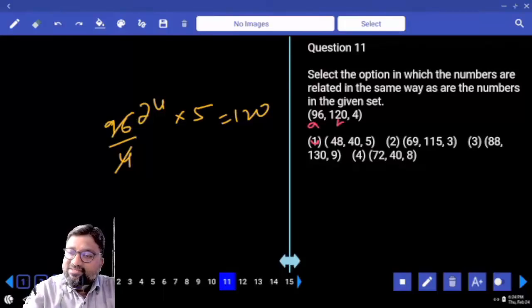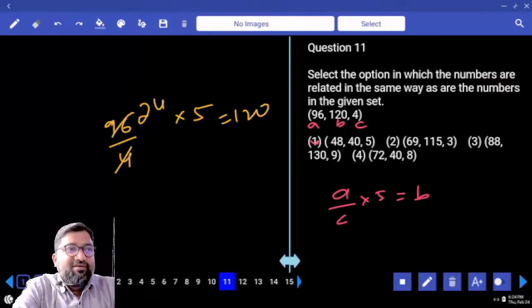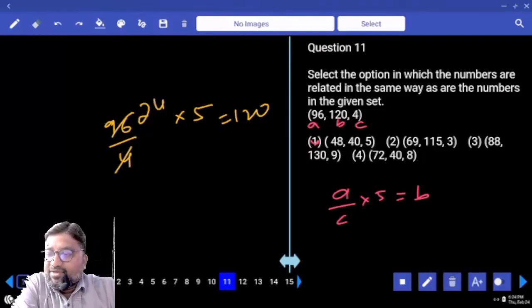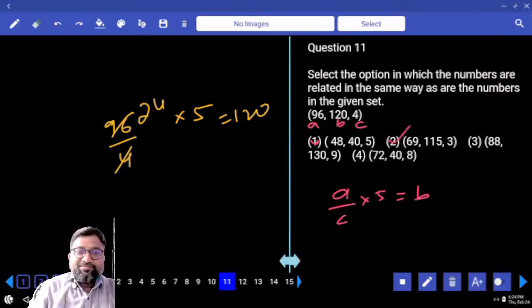This is A, this is B, and this is C. What's the logic here? A by C into 5 is equal to B. Clear? 48 is not divisible by 5. That's not my answer. 69 divided by 3. What is 69 divided by 3? 23. 23 into 5, yes, it is 115. So which option is my answer? Second option. Clear?